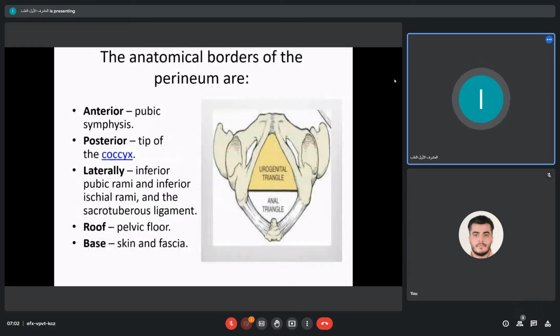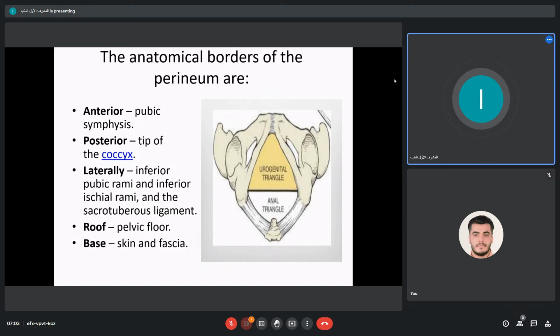The anatomical borders of the perineum are anteriorly the pubic symphysis, posteriorly the tip of the coccyx, and laterally the inferior pubic rami and inferior ischial rami and the sacrotuberous ligaments. The roof of the perineum is formed by the pelvic floor or the pelvic diaphragm, and the base of the perineum is formed by the skin and fascia.